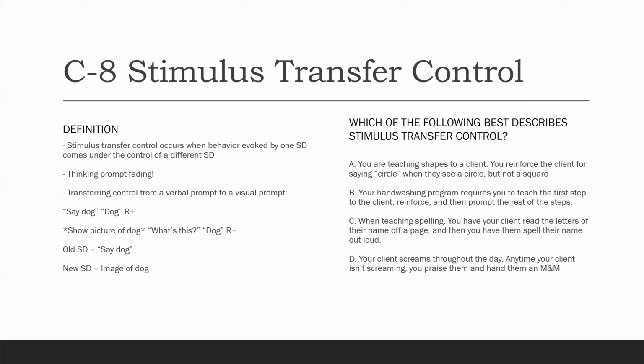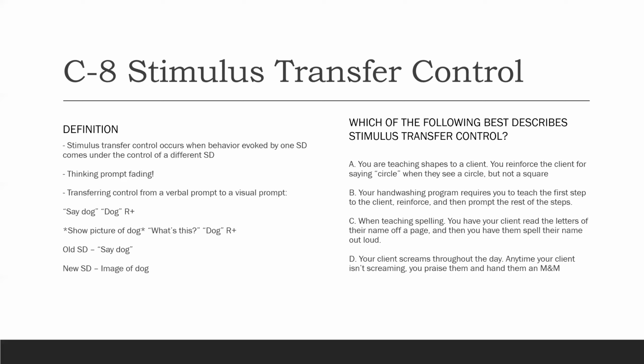When we talk about prompts, what is a prompt? A prompt evokes a response that we want to see. So that prompt is what? It's acting as the SD. So the prompt becomes the SD. When we transfer stimulus control, we transfer control from the prompt to what we actually want to evoke the response. So we're just fading the prompt.